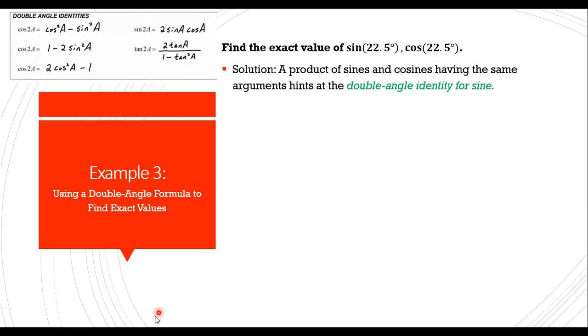So, solution. The products of sines and cosines having the same arguments, right, where it's 22.5 and 22.5. This is what I mean by having the same arguments, and it hints at the double angle identity for sine. Because we have sine alpha, cosine alpha, sine alpha, cosine alpha. This is cosine and sine, just sine, just cosine. And then this is tangent. So that means I'm going to use the double angle identity for sine. So out of all of these identities, we're going to use this bad boy right now.